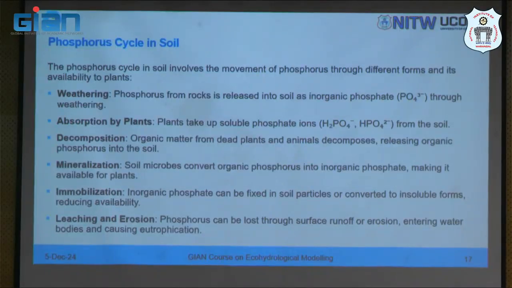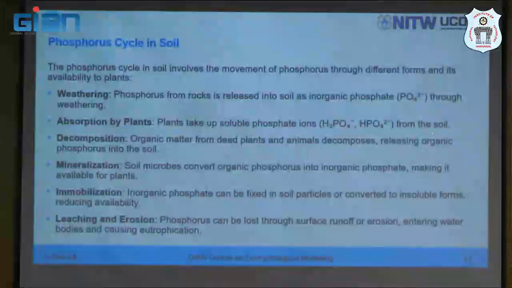So your phosphorus from your rocks in terms of phosphate, through the weathering. Now this phosphate ion goes into soluble phosphate ions, which form the compounds H2PO4- and HPO4-2-, right? And this compound is what the plants can absorb. Plants take up this particular compound from the soil.